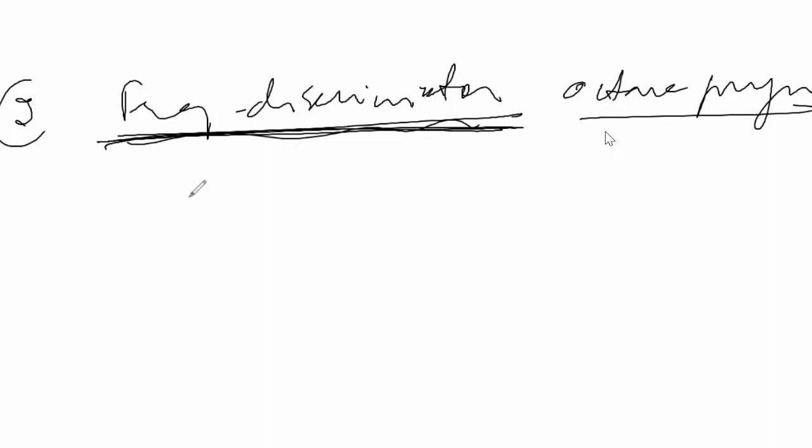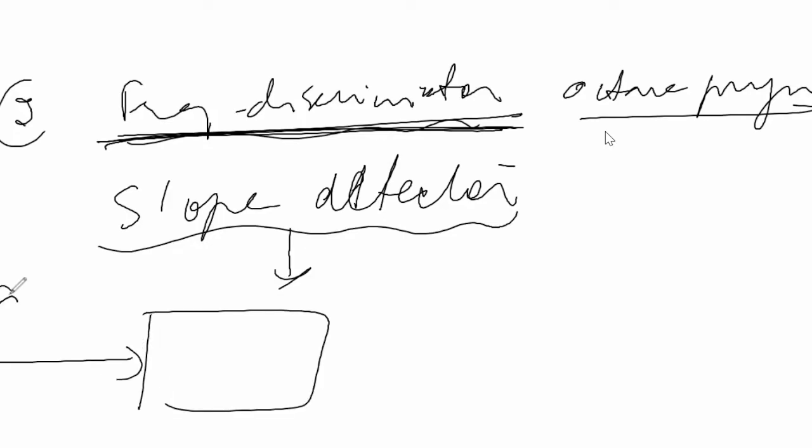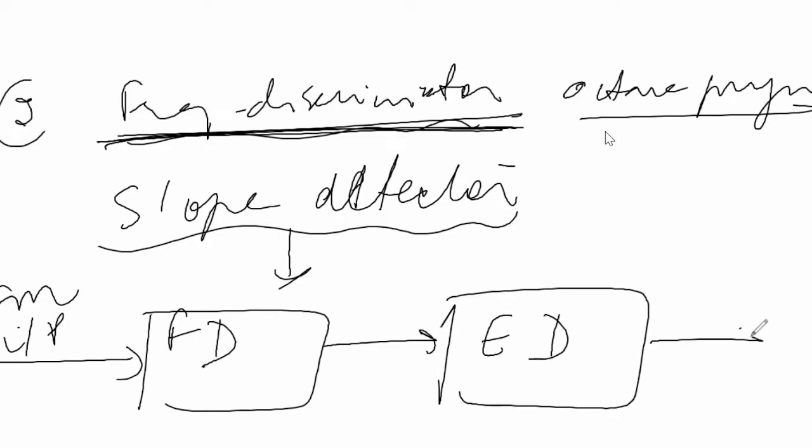So what is happening in the frequency discriminator method? This method is also called the slope detector method. The concept of the slope detector method to extract the message signal is that you apply the FM signal to a frequency discriminator followed by an envelope detector to extract the message signal. So what is the frequency discriminator doing? The frequency discriminator converts FM into AM.